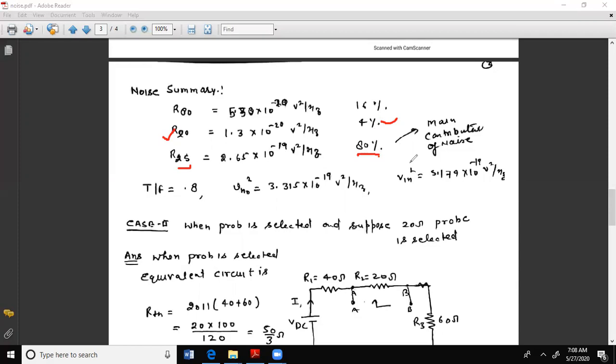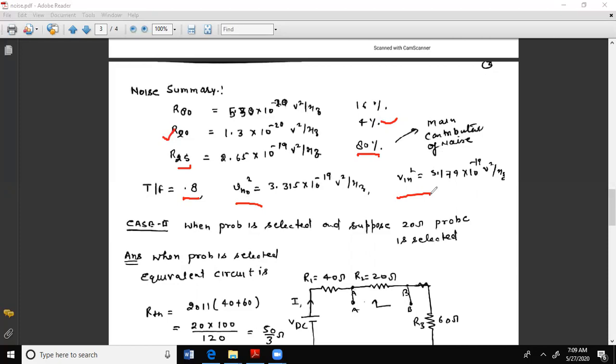So in designing, to reduce the noise we will focus on this 25 ohm resistance when selecting ports A and B as shown in the figure. And the value of the transfer function is 0.8, and this is the total output power and this is the total input power. We will verify all these results in the next lecture also.